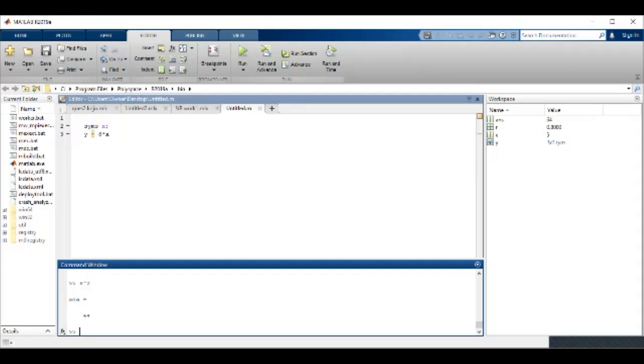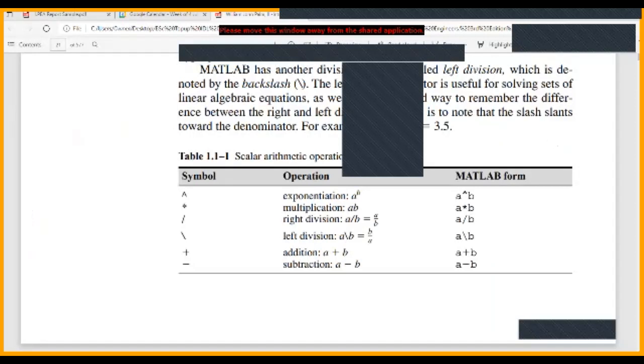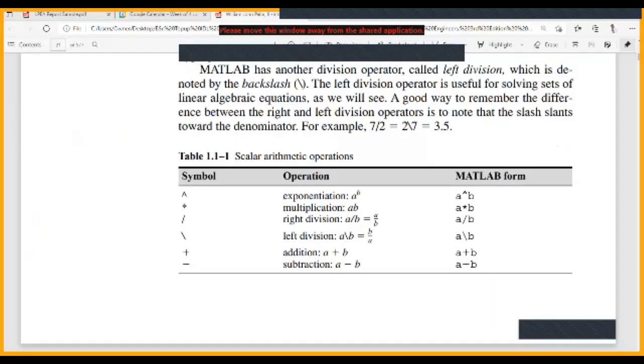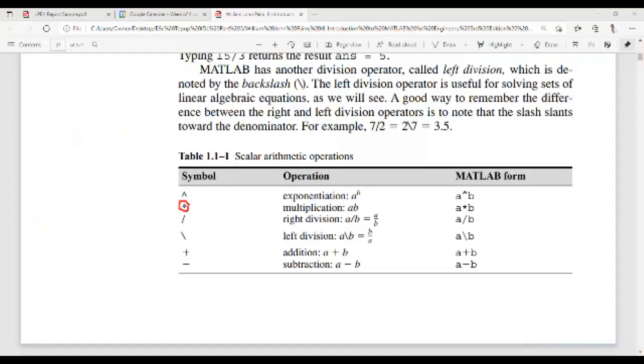So now let me unshare and go to the slides again. The next thing that he wants us to know is this one. This one is the multiplication sign. We have been using it, right? I've marked it red. That is the multiplication sign. We have been using it.